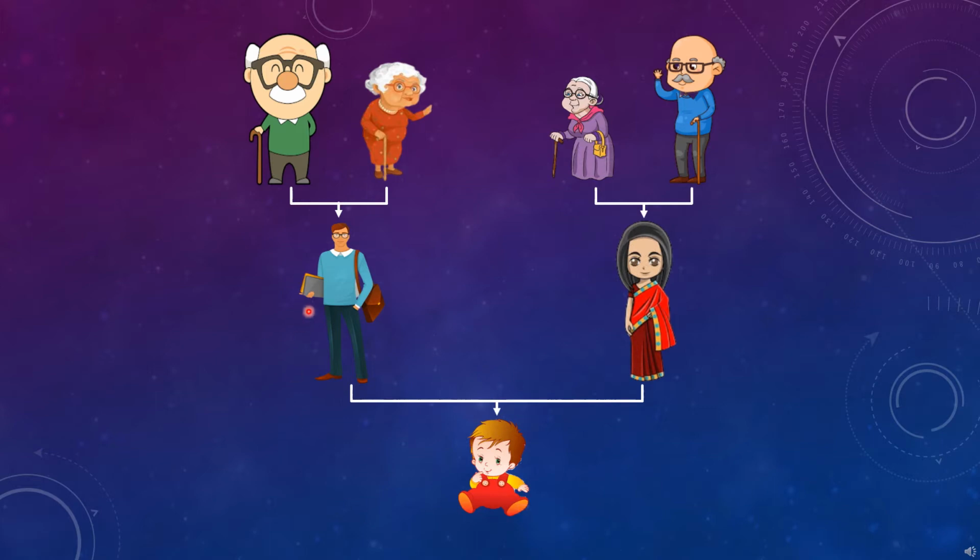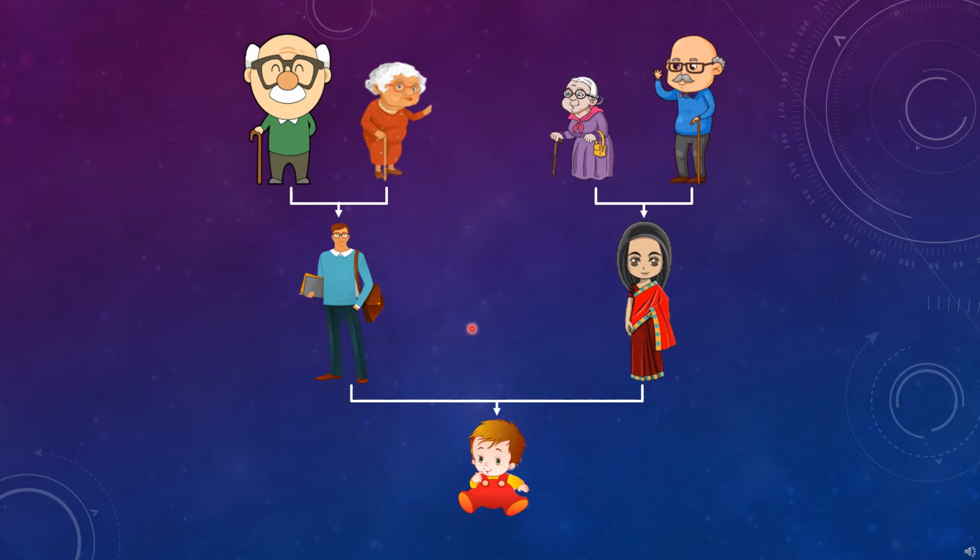The son carries the characteristics or traits of both his father and mother. This daughter carries the characteristics or traits of both her father and mother. This baby carries the characteristics of both its father and mother. So here we can see that the passing of traits or characteristics occurs from one generation to another generation.